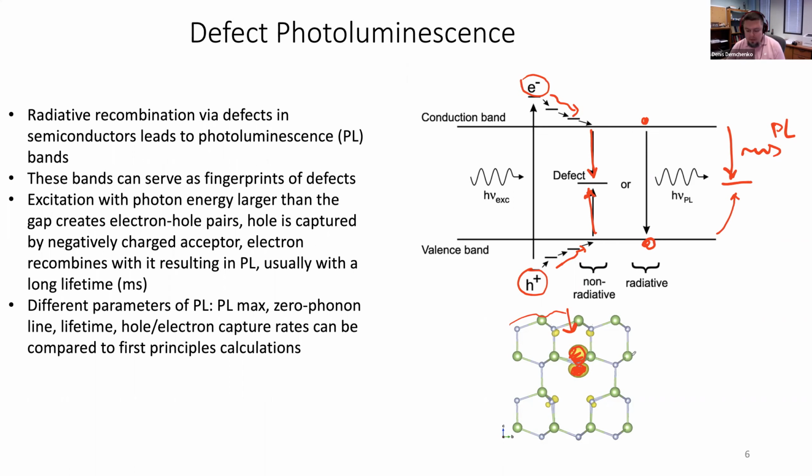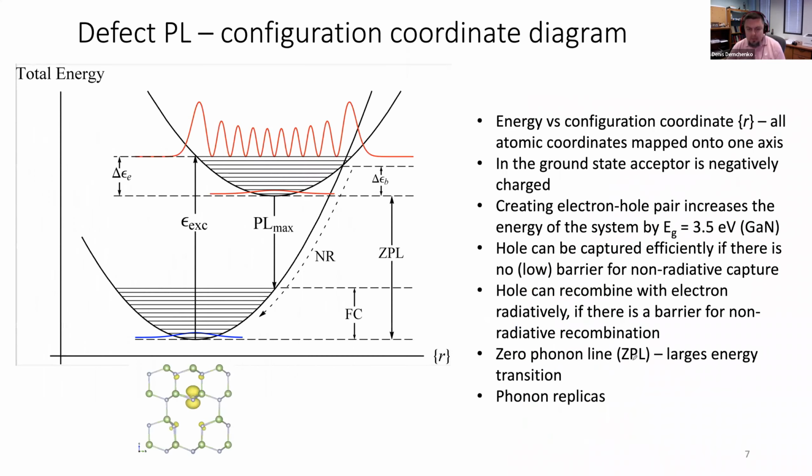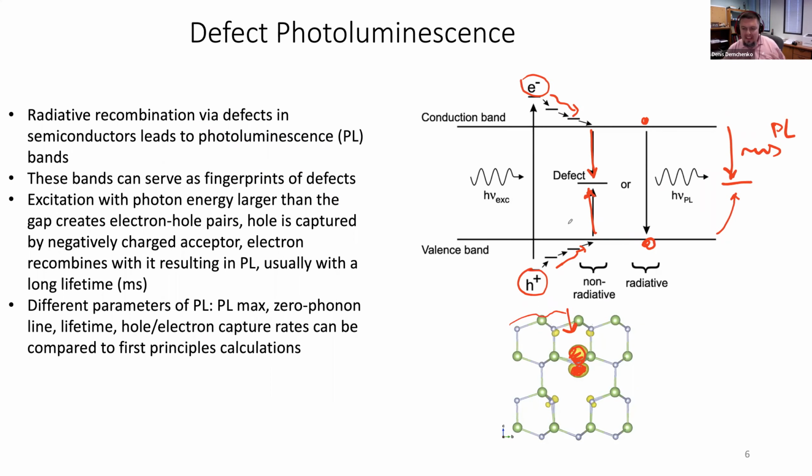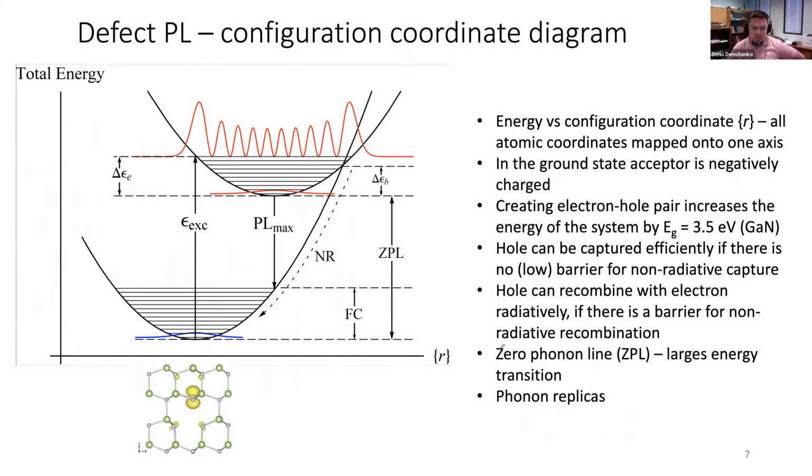Now, there is a better way to look at this, because this picture right here is static. It doesn't really show you the full picture of photoluminescence. The way to look at it is from the point of view of a configuration coordinate diagram. And this is what's plotted here. Now, this is going to be a busy and cluttered slide, unfortunately, but hopefully I can draw the things that I want to show.